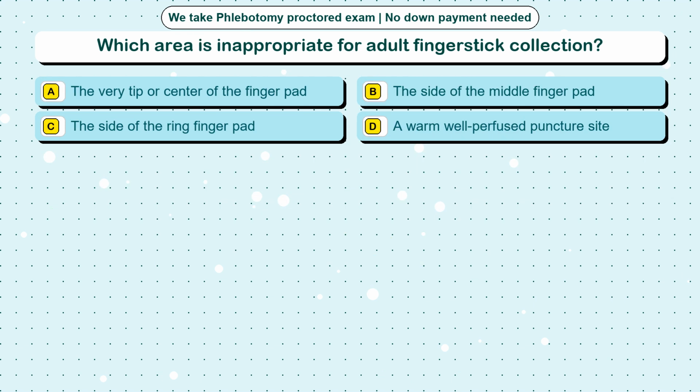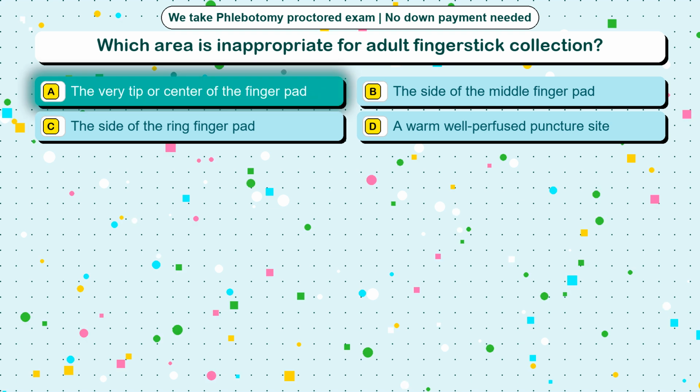Question 14. Which area is inappropriate for adult fingerstick collection? Option A. The very tip or center of the finger pad. Option B. The side of the middle finger pad. Option C. The side of the ring finger pad. Option D. A warm, well-perfused puncture site. The correct answer is option A.